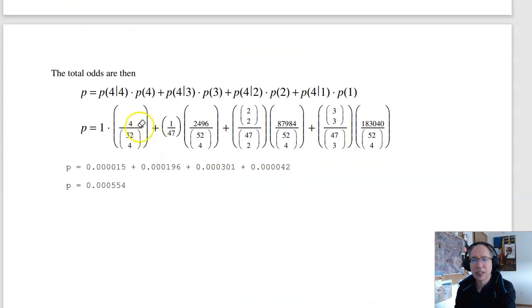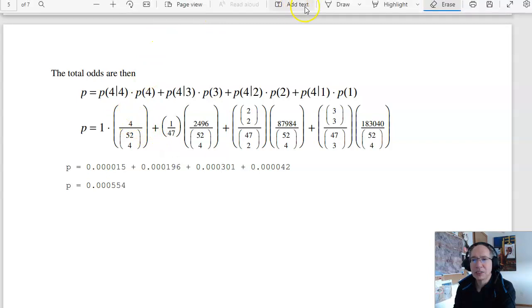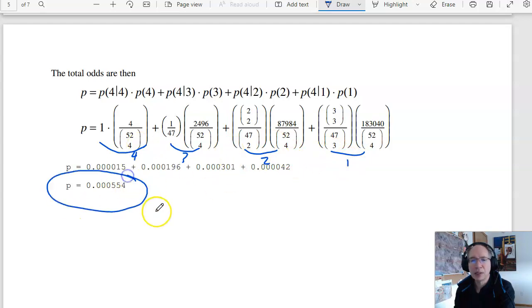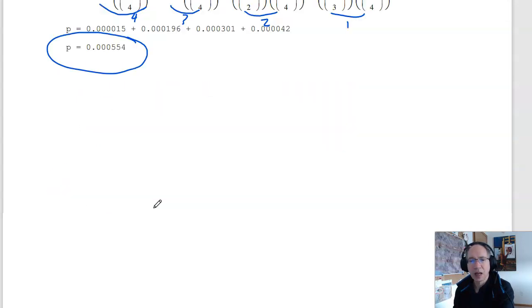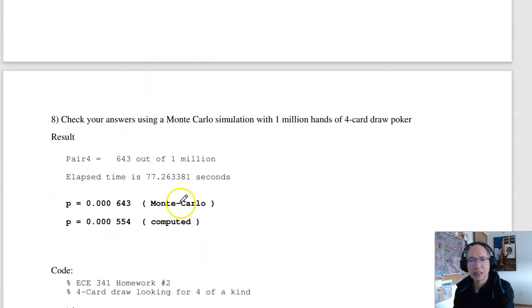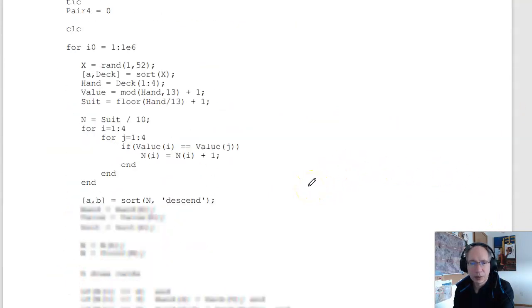Now putting it all together, if I start at 4 of a kind, I'm dealt 4 of a kind, I'm going to get 4 of a kind. If I'm dealt 3 of a kind, there's a probability to go from 3 of a kind to 4 of a kind. If I have a pair and high card. Add them all up, that's the total probability of getting 4 of a kind using single draw step in 4-card poker. I can check that using Monte Carlo. That's the last problem. I'll write a program to play 4-card poker.